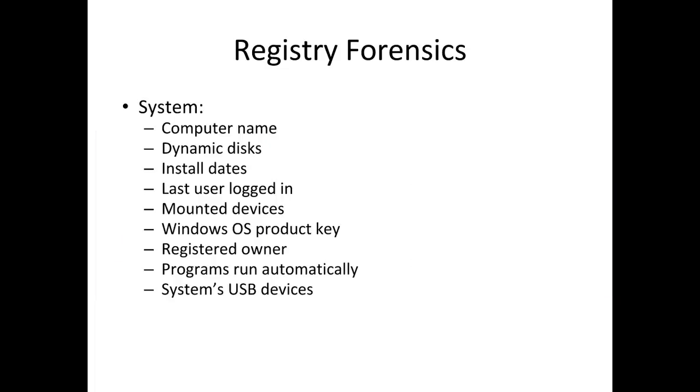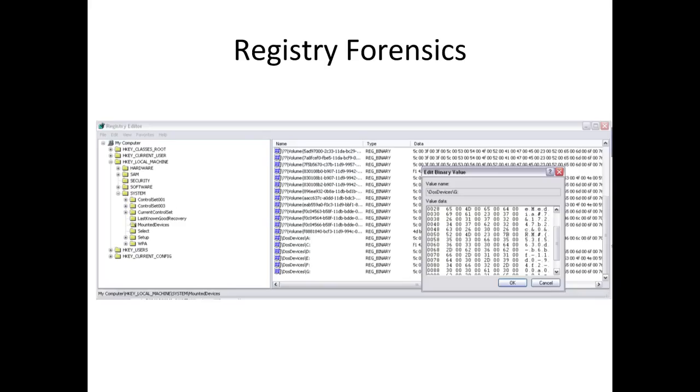Now I then have, my apologies, a little about the system. So the system hive that you're able to extract, here's some information that you can extract from it: the computer name, what disks, the install date, last user logged in, mounted devices, the product key, what owners registered to it, the programs that are able to run automatically, any USB devices. And we can have a look at some of these here.